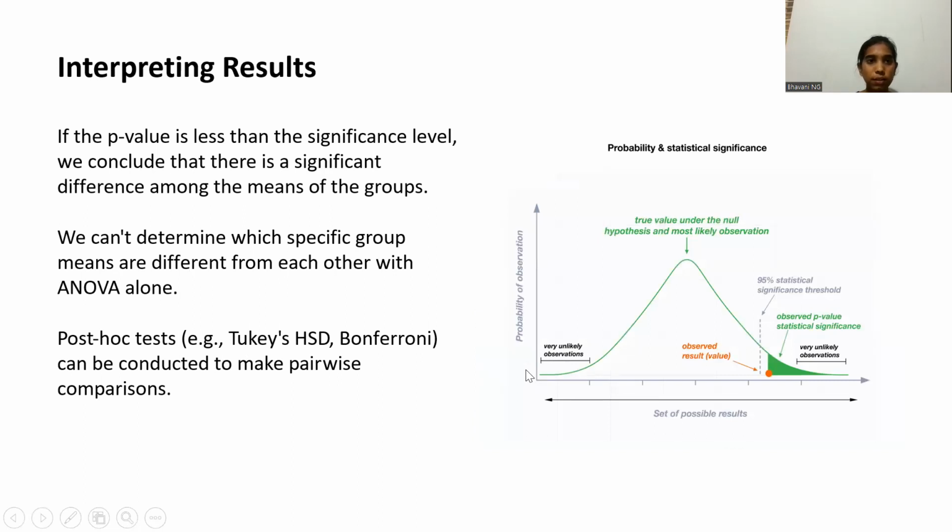Interpreting the results. If the p-value is less than the significance level, we conclude that there is a significant difference among the means of the groups. We cannot determine which specific group means are different from each other with ANOVA alone. Post hoc tests can be conducted to make pairwise comparisons.